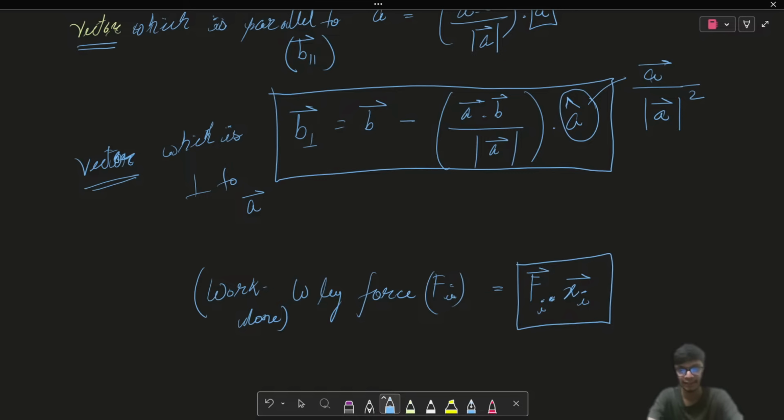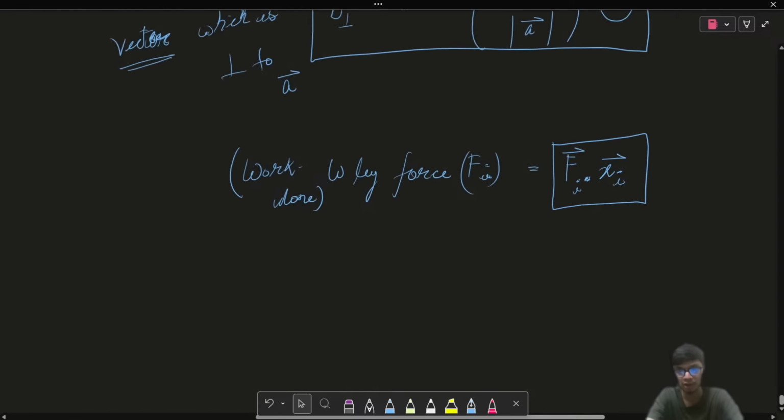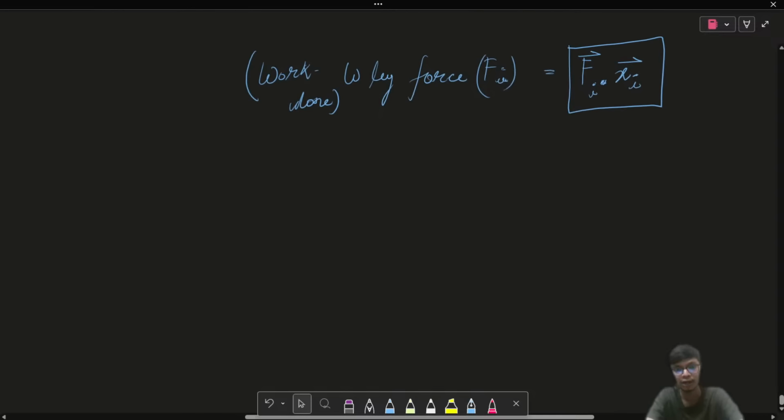Let's try to understand another new concept of vector multiplication, that is the cross product. If you recall, when we were discussing vector multiplication, we said that when two vectors are multiplied such that the final result is a vector, then that vector multiplication is known as the cross product.